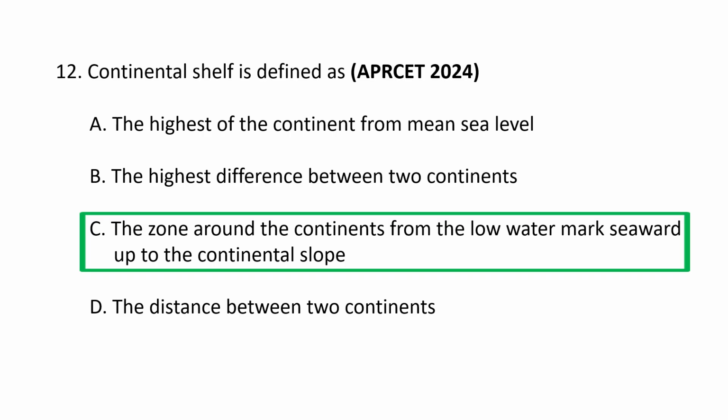continental slope. A continental shelf is the submerged, gently sloping extension of a continental landmass that lies under the ocean surface. So it extends from the coastline to the continental slope, which is a steeper drop-off point where the ocean floor descends to the deep ocean. And these areas are significant for being shallow, biologically rich, and potential sources of natural resources like oil and natural gas. So continental shelf is defined as the zone around the continents from the low water mark seaward up to the continental slope.